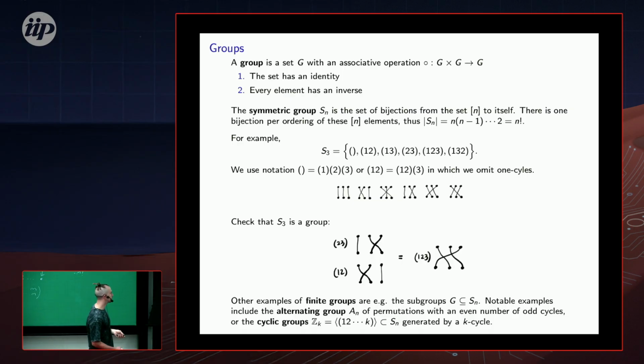So it's a group because you can check that each time you combine diagrams, you get a new diagram that's in the same set. You will also find an identity element, and you will also find inverses for every element.